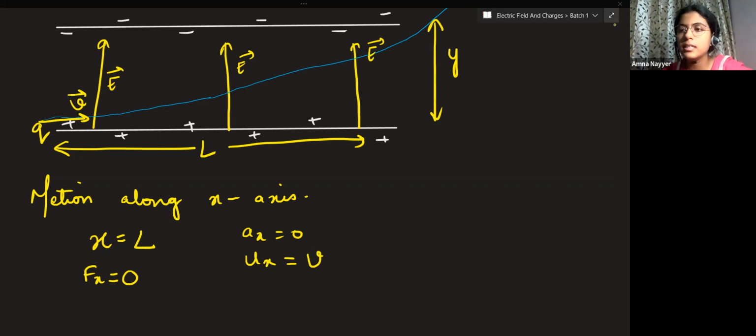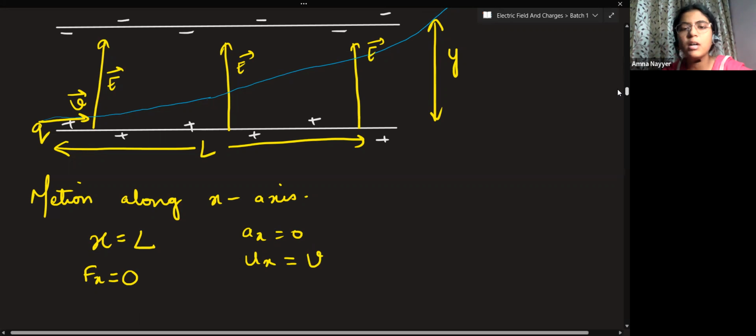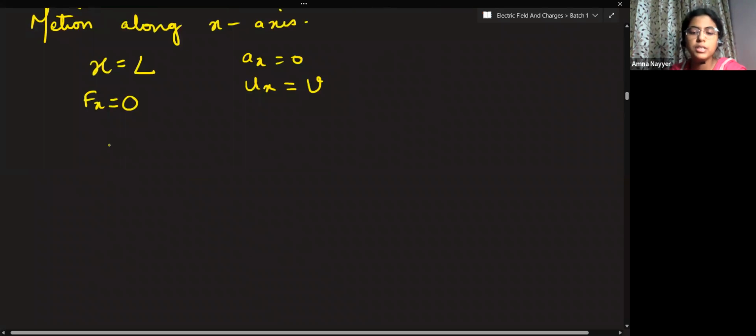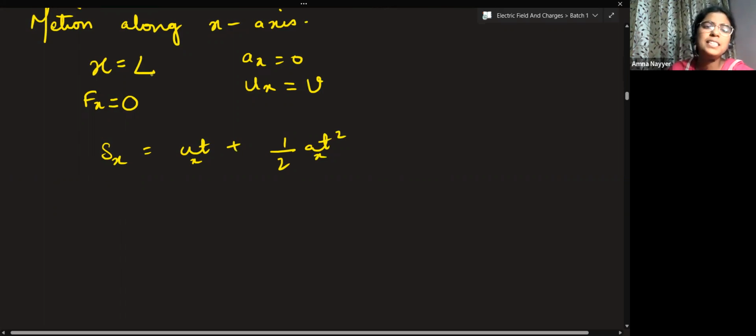Now see, these are all the values that we have. Now let us take the main equation that we have. S is equal to ut plus half at square. So everything will be with respect to the x-axis: ux, ax. Sx means distance. This is L. And ux is equal to small v. Time period, we don't know. We have to calculate the time period. We are already in search of this time period.